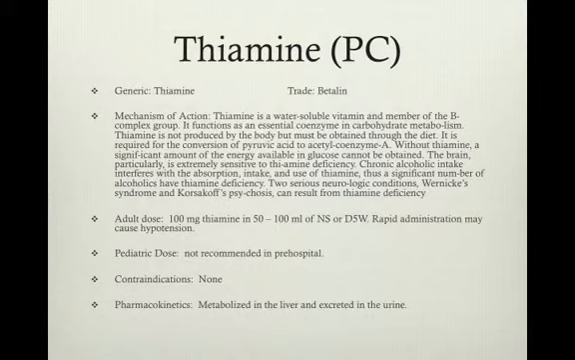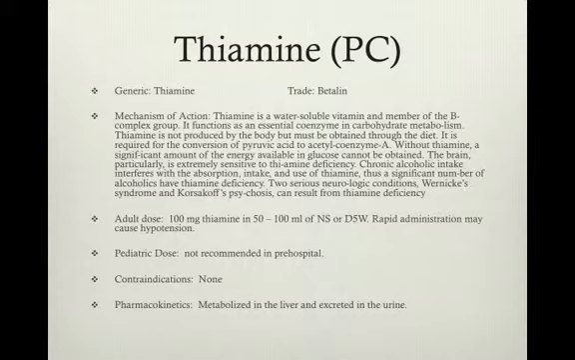Thiamine is not produced by the body and must be obtained through the diet. It is required for conversion of pyruvic acid to acetyl coenzyme A. Without thiamine, a significant amount of energy available in glucose cannot be obtained. The brain particularly is extremely sensitive to thiamine deficiency. Chronic alcohol intake interferes with the absorption, intake, and use of thiamine. Thus, a significant number of alcoholics have thiamine deficiencies.